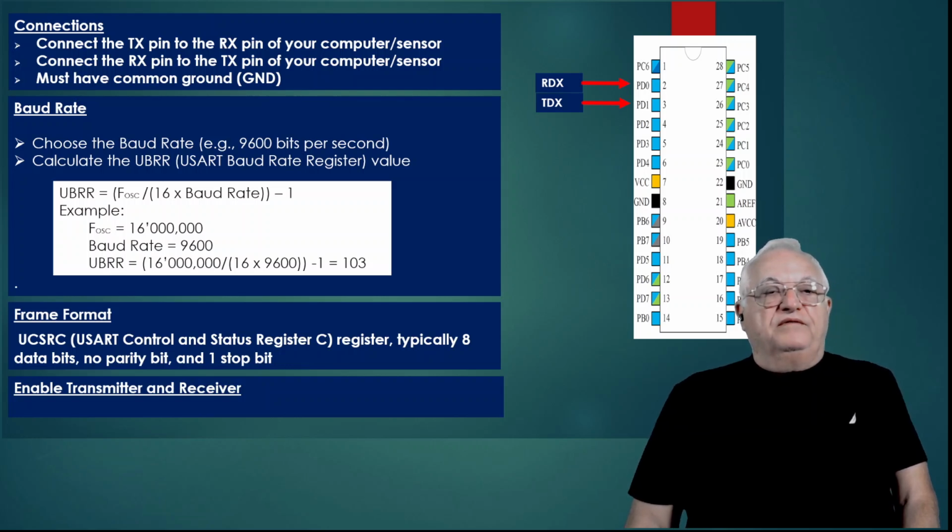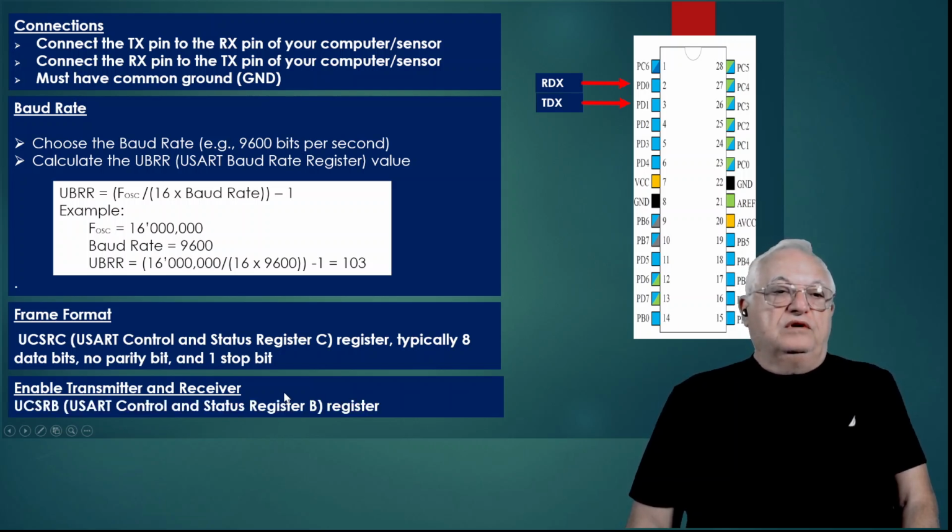And then finally, to be able to transmit and receive, we have to enable the transmitter and receiver, and that's in the control and status register B. So this shows you in a nutshell what you have to do at the top level to communicate serially.